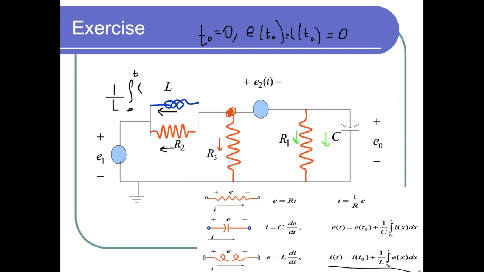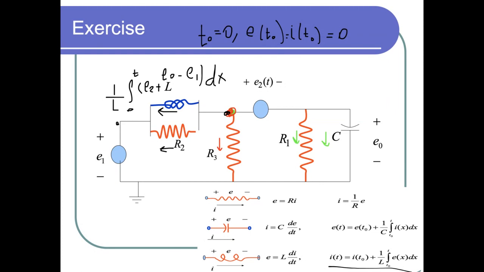What is the voltage across the inductor? There is the voltage here minus E1. What is the voltage here? It is E2 plus E0. So it is E2 plus E0 minus E1, dx. These are all functions of x.